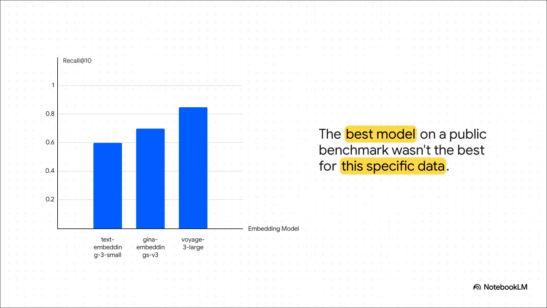This chart shows you exactly what they found. We're looking at something called recall at 10, which is just a fancy way of asking, was the right answer in the top 10 results? Now look at this. The Jina model, which scored great on public benchmarks, was just kind of mid on their specific data. But the Voyage model, it was the clear winner by a long shot. And they only found that out by running these fast custom evaluations.